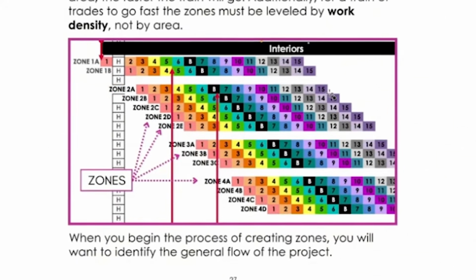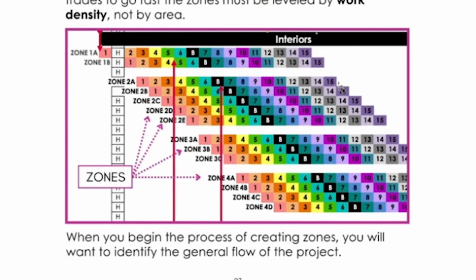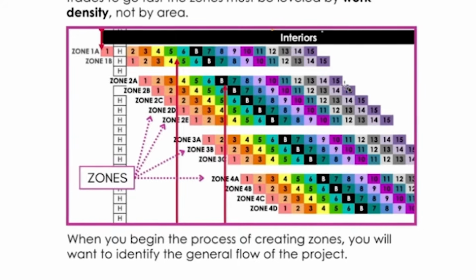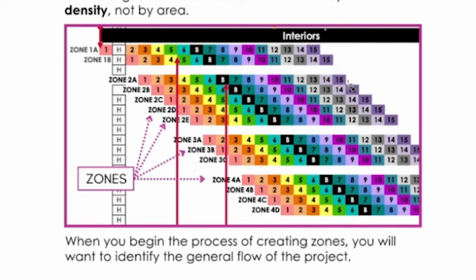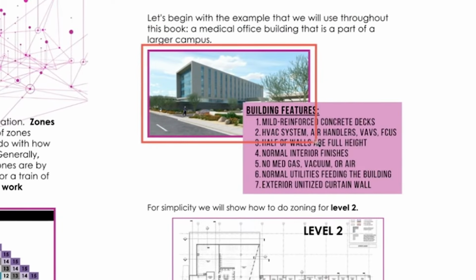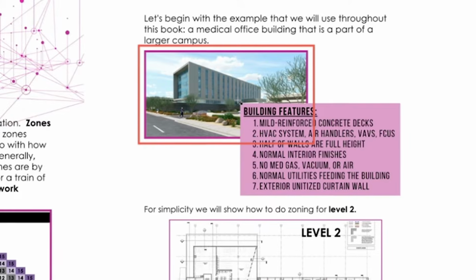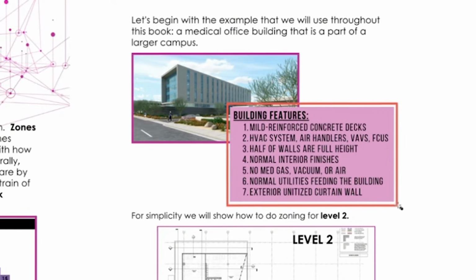And I know I'm going fast because the main point of this activity is for you to experiment. And then you can go back and look at these pages, free pages on the Miro board, and check them out or buy the book. Okay? Let's start by taking this project. It's a medical office building in Phoenix, Arizona. It's already built, obviously. The building features are listed here. I won't go through them.